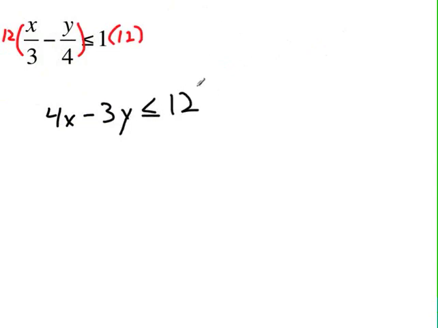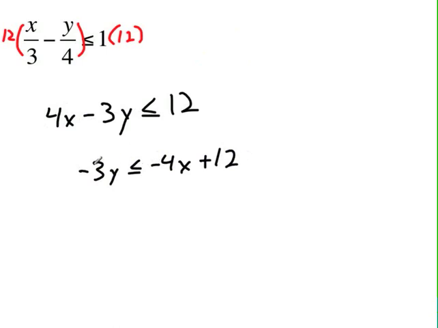But first, before I do that, I don't like these fractions, so I'm going to get rid of them by multiplying both sides by 12. So then you end up getting 12 divided by 3 is 4, so it's going to be 4x, minus 12 divided by 4, which is going to be 3y, is less than or equal to 12. So now what we need to do is solve for y. So I'm going to subtract 4x, so negative 3y is less than or equal to negative 4x plus 12.